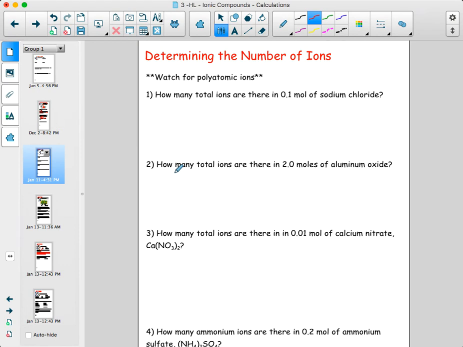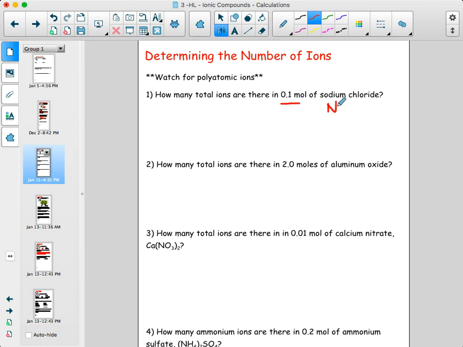Along the same stoichiometry lines, now that we've talked about ions, you can also be asked questions. Instead of saying how many atoms are there in this given amount of a compound, you could also be asked how many total ions are there in this amount of a certain compound. So in some cases, it doesn't really change anything. Like in this first one, how many total ions are there in 0.1 moles of sodium chloride.